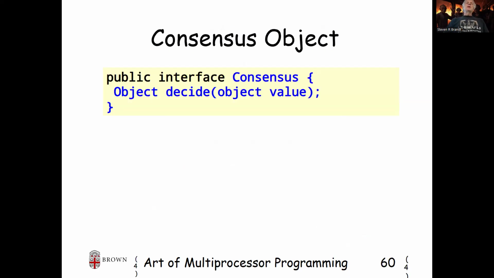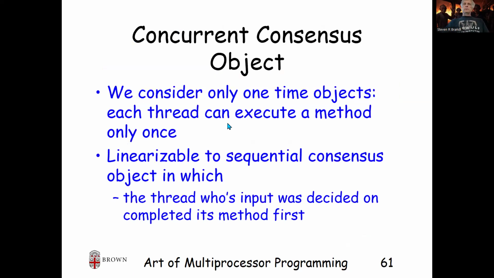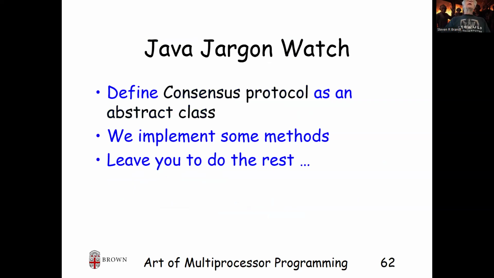All right, so we have a consensus object that's going to look like this in Java. It's going to have a decide method, which takes a value and returns a value. Everybody's going to call it at once and they're all going to get the same thing. We consider only one object at a time. Each method can only be used once. And we want something linearizable to a sequential consensus object, in which the thread whose input was decided on is the one that completed its method first.